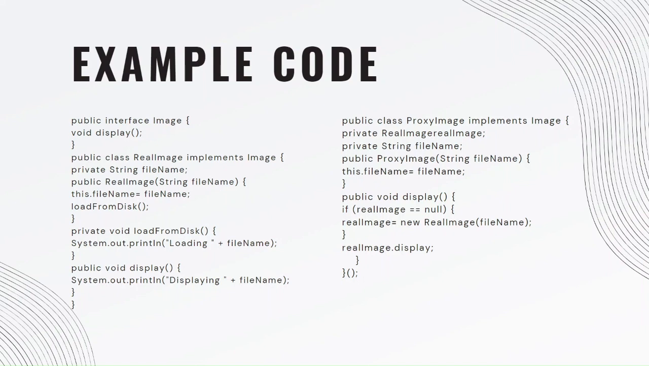The display method checks if the real image is null. If it is, it creates a new real image object and then calls its display method. And this is the code.